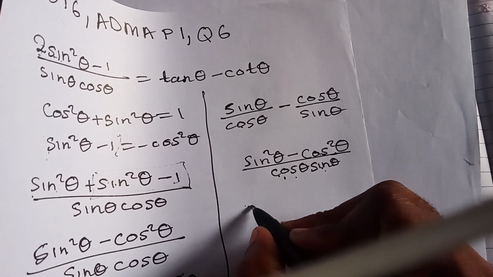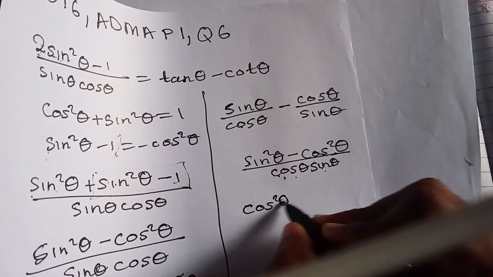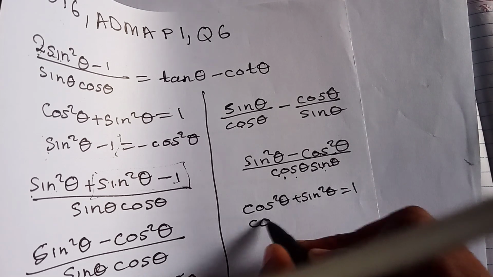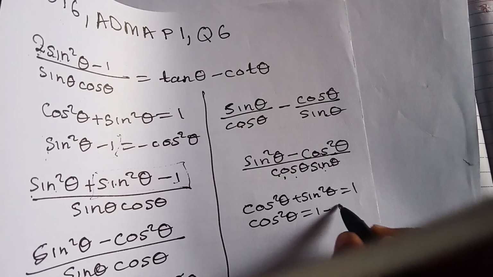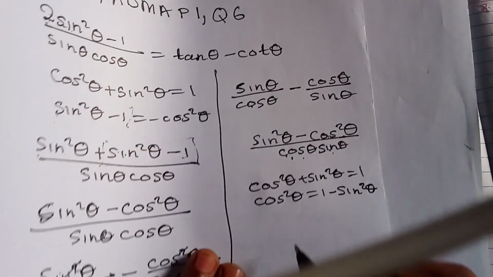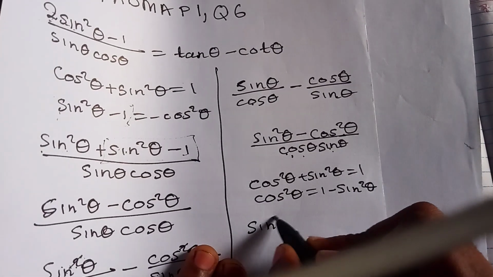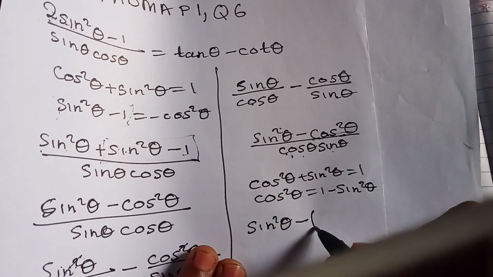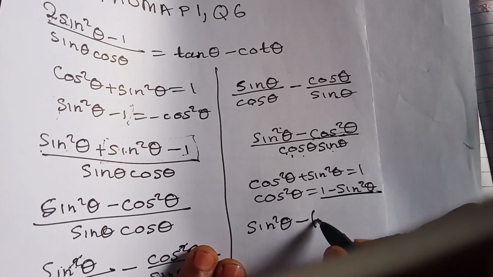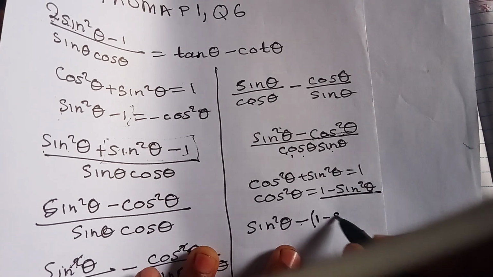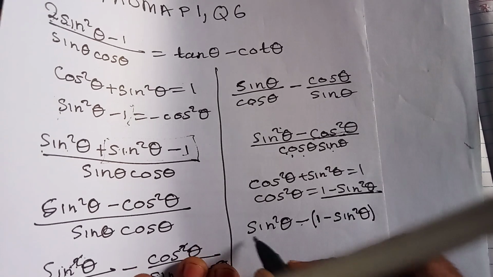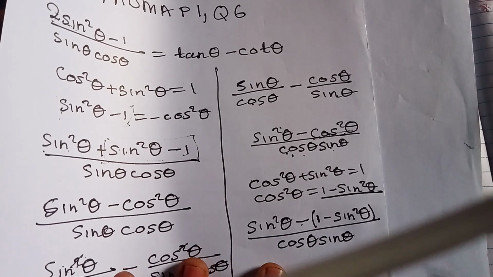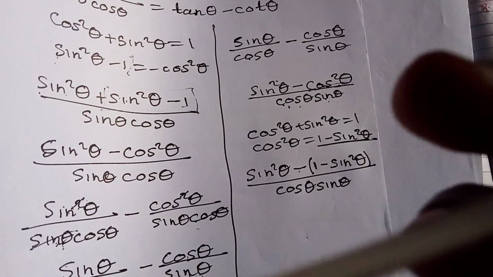You can use this identity, cos squared theta plus sin squared theta is equal to 1. Just make cos squared theta the subject of the formula, so that you have sin squared theta, this one, minus, where you have cos squared theta, you write this. Make sure you put it in brackets because of this negative. I've seen a lot of students making very funny mistakes because of negative signs.